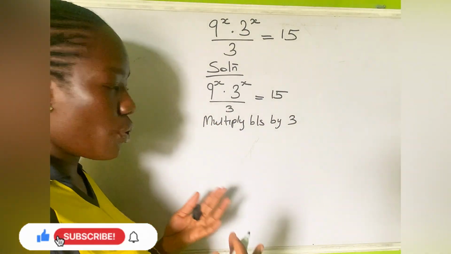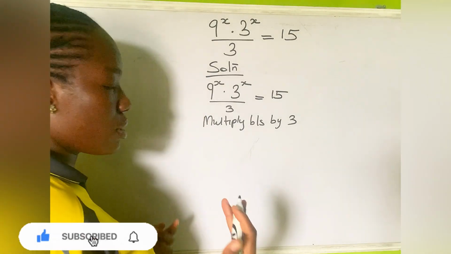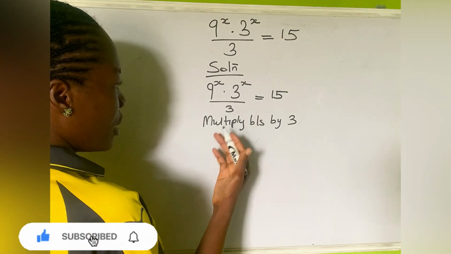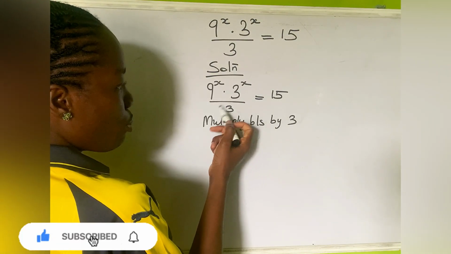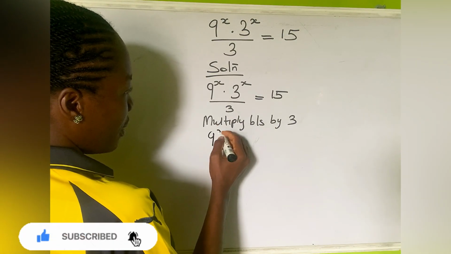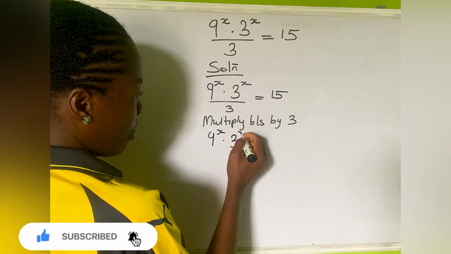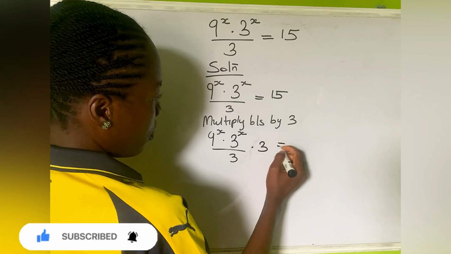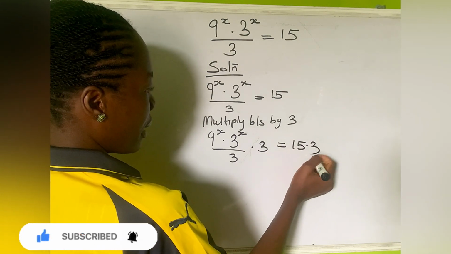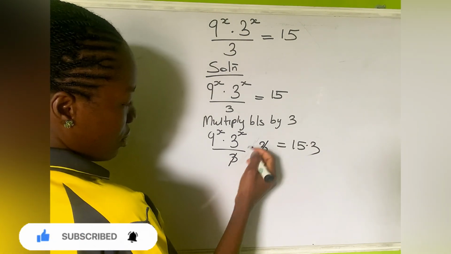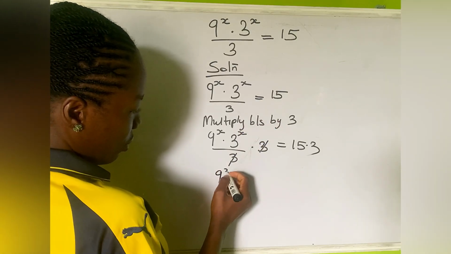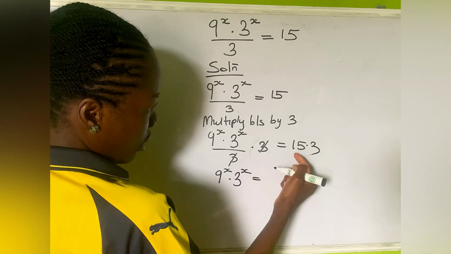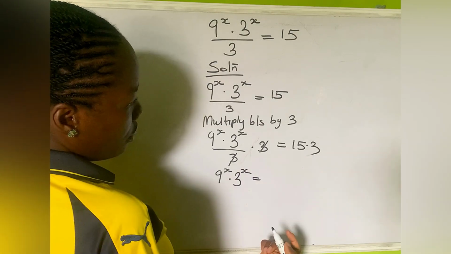One thing you should know is that in mathematical equations, there are always reasons for taking every step. So this is because we want to remove this numerator. So we have 9 to the power of x multiplied by 3 to the power of x over 3, multiplied by 3, is equal to 15 multiplied by 3. So this would cancel this. We are now left with 9 to the power of x multiplied by 3 to the power of x is equal to 15 multiplied by 3, which will give us 45.